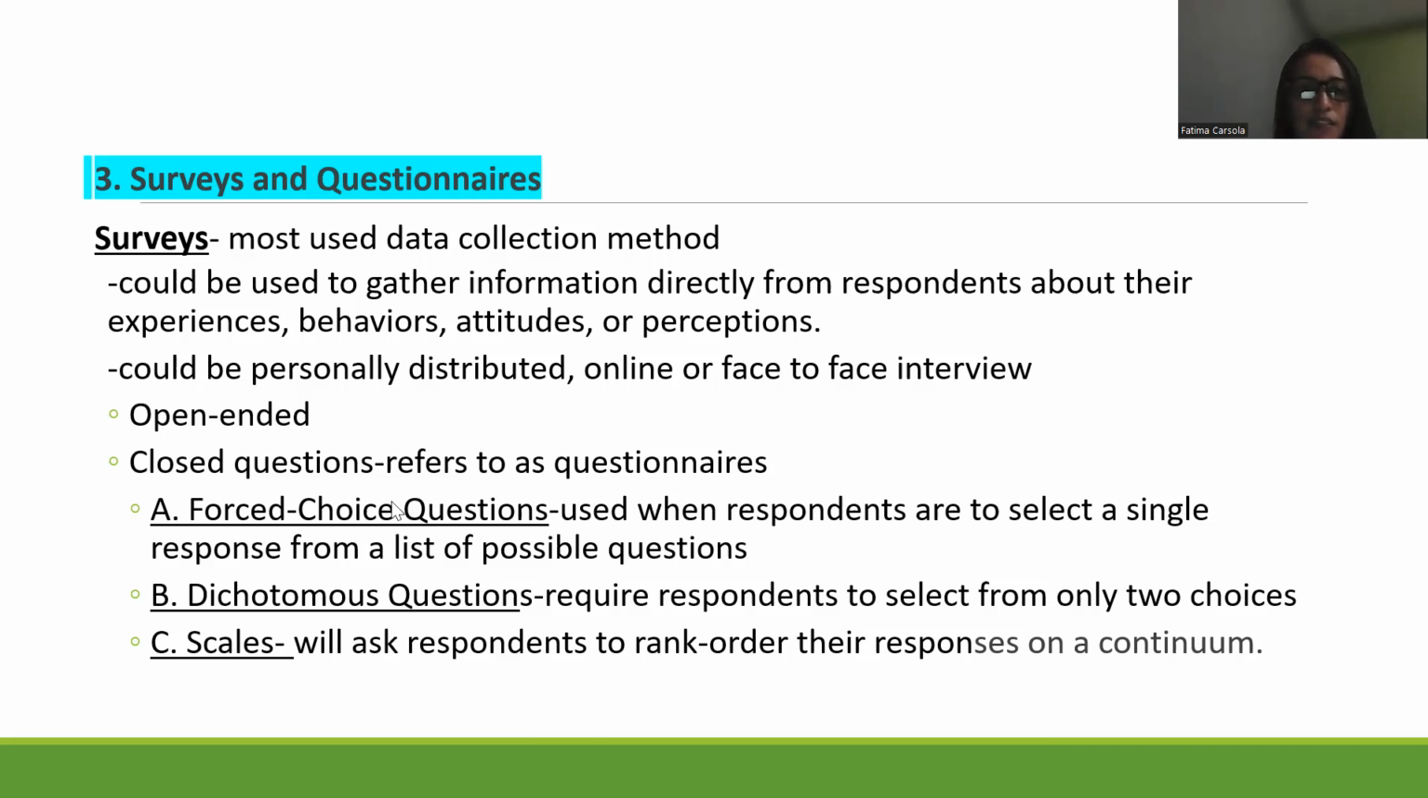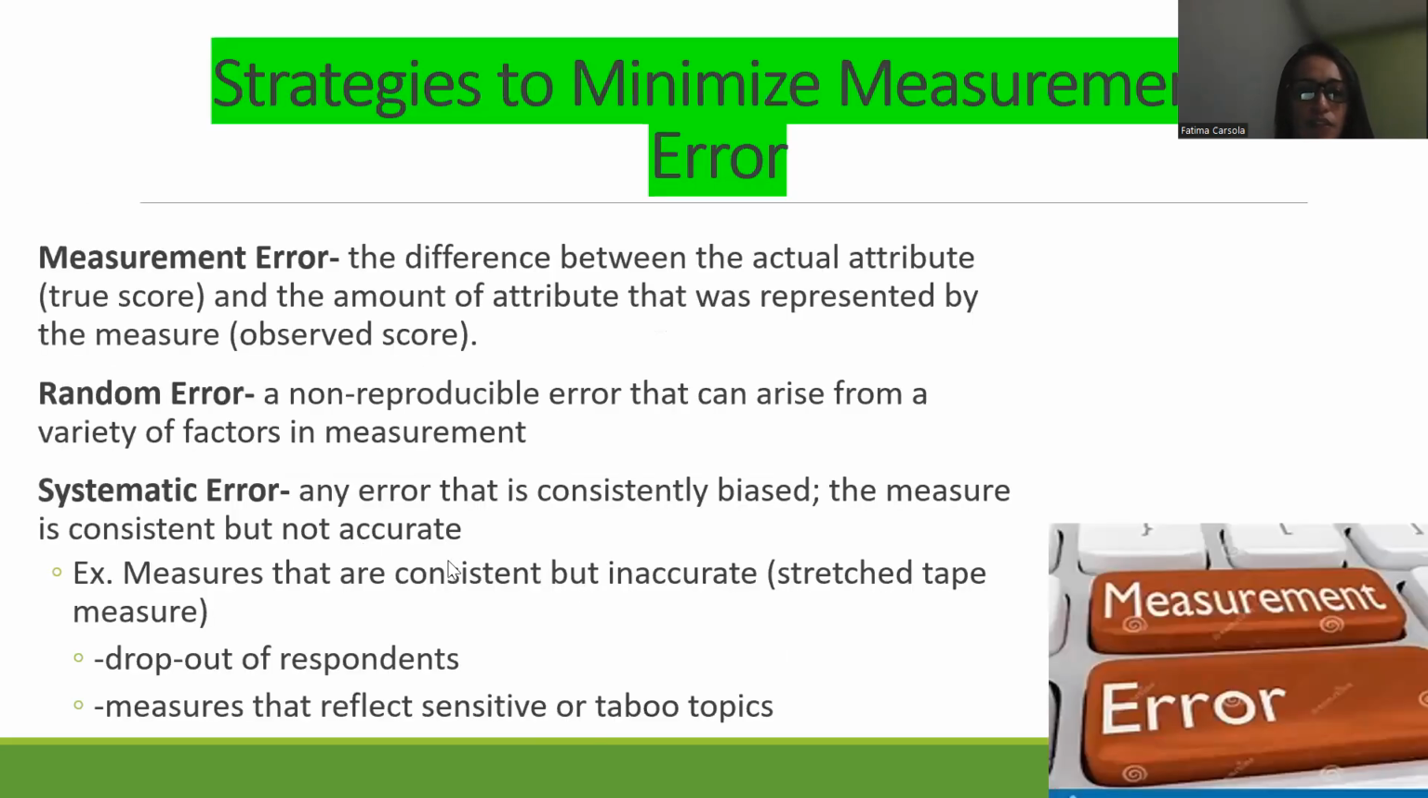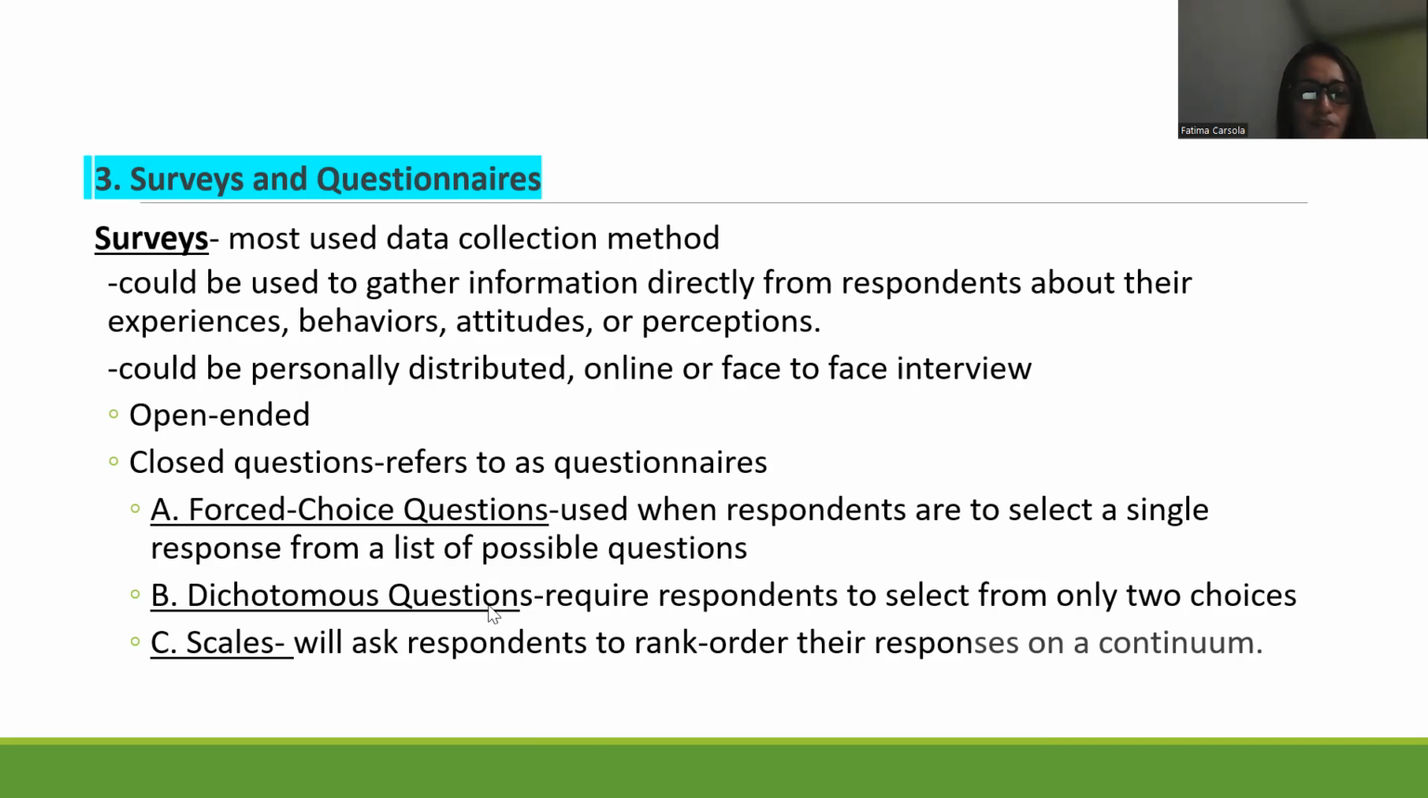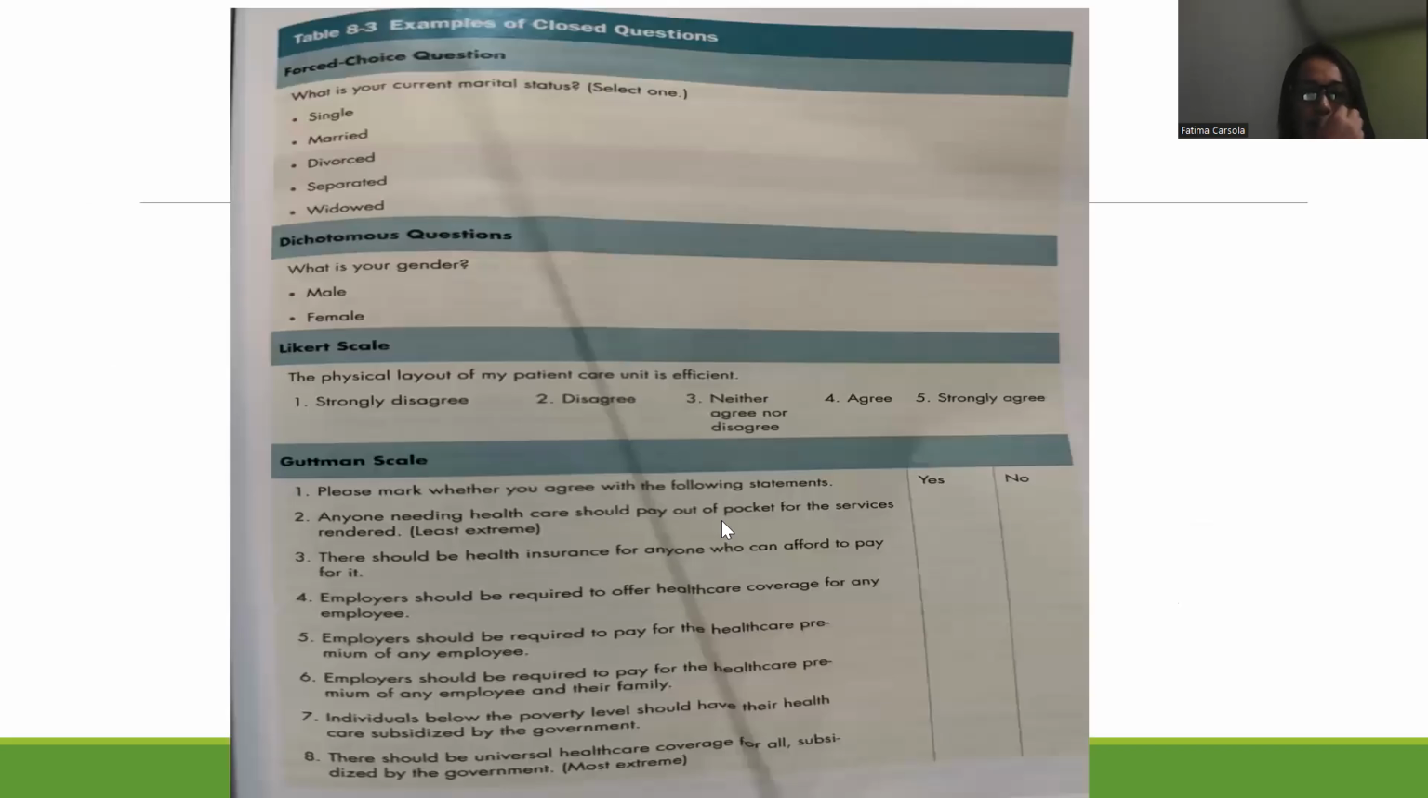Next, okay, let's start moving. This is an example of the Likert scale and the Guttman scale. Okay. And the first, the forced choice question example: what is your current marital status? You have to select one: single, married, divorced, separated, or widowed. If your dichotomous question, you only have two choices, male or female, and the Likert scale is 1 to 5, and the Guttman scale, you have 8 items here and just have to choose yes or no. So that's the Guttman scale, yes or no.